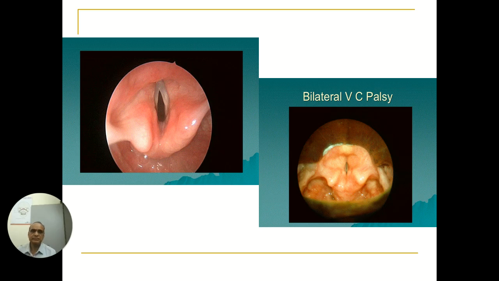The suffering of the patient is more with bilateral palsy. Both cords are in adduction, whereby the airway is practically minimal. The child will be having a struggle for breathing, and the quality of the speech may be good, but struggle for breathing on exertion will be there.